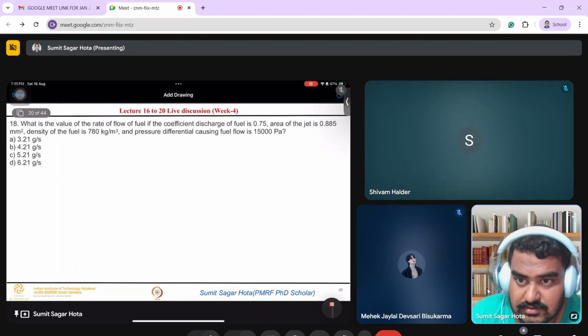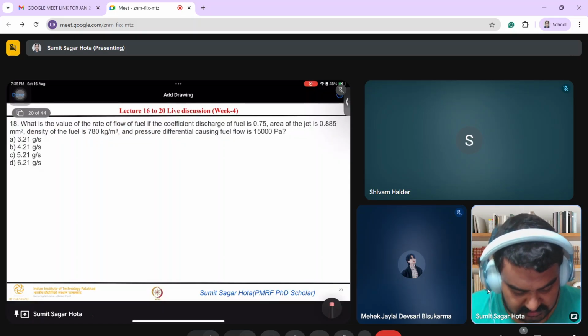Okay, let's go to one question. What is the value of rate of flow of fuel if the coefficient of discharge of fuel is 0.75, area of the jet is 0.885 mm square, density of the fuel is 780 kg per meter cube, and the pressure differential causing the fuel flow is 15,000 Pascal? Okay, so let's solve it.